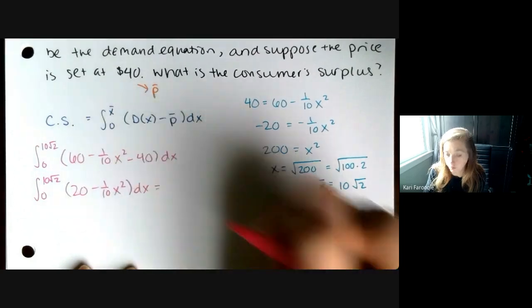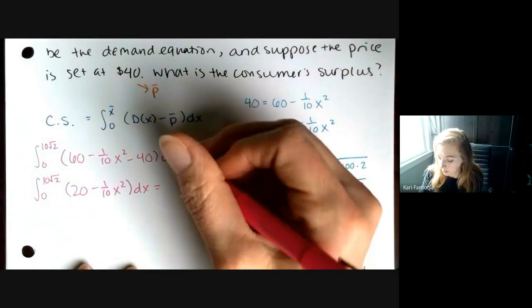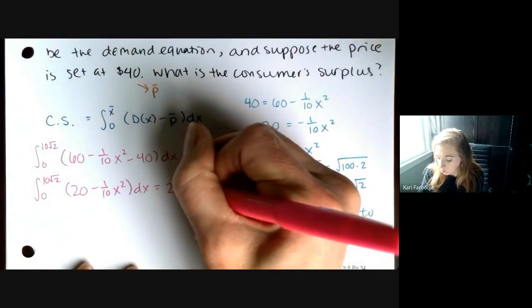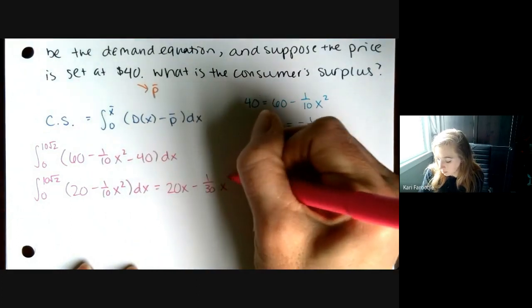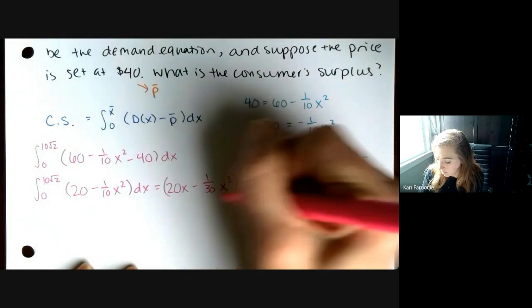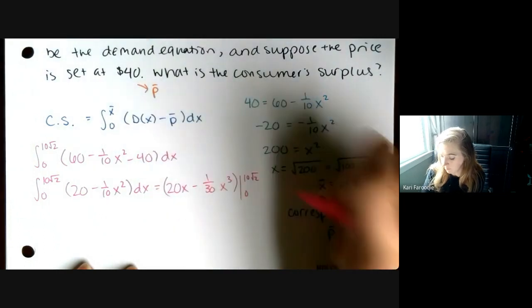And now we'll integrate this function to find x. All right, so I have 20x minus 1 over 30 x cubed, and we're going to take that from 0 to 10 root 2.